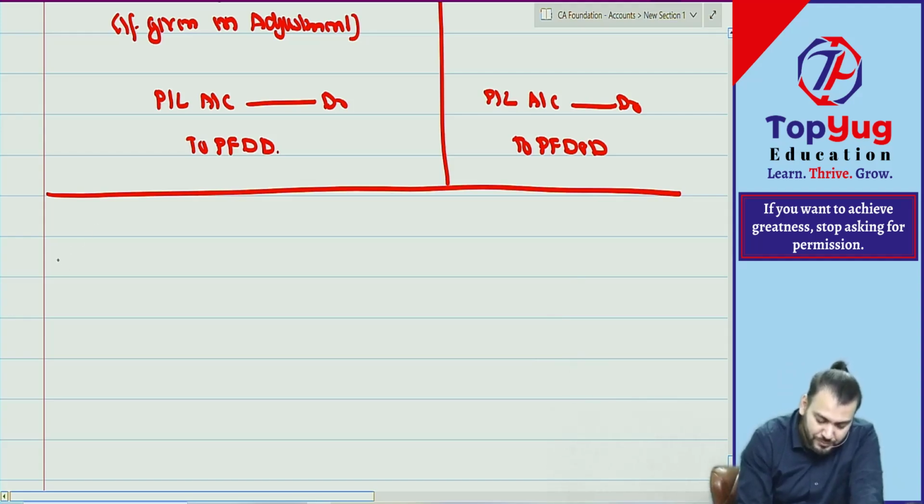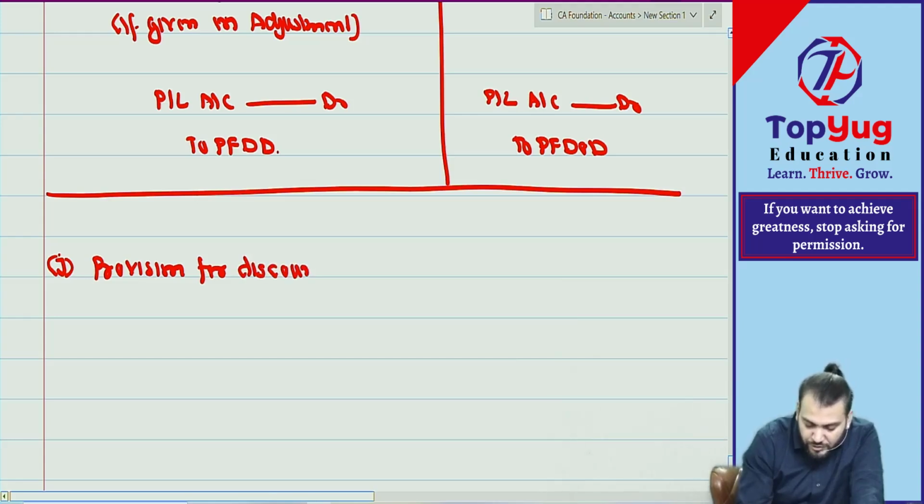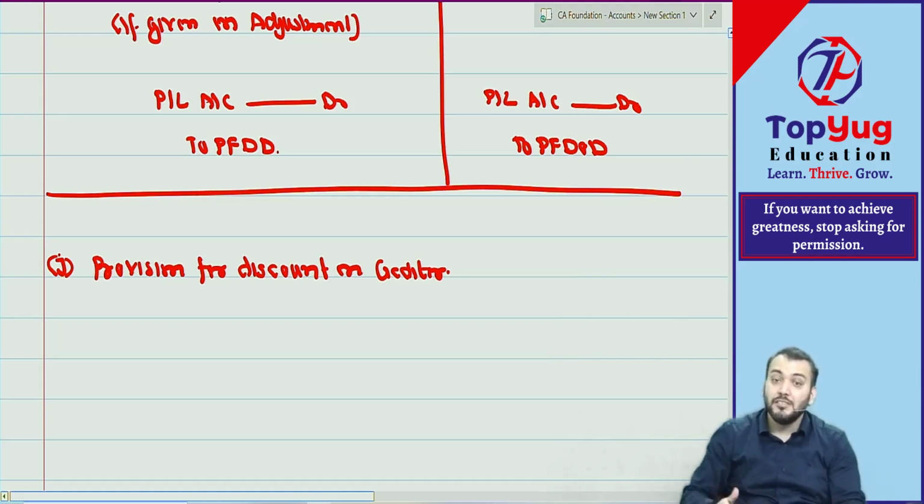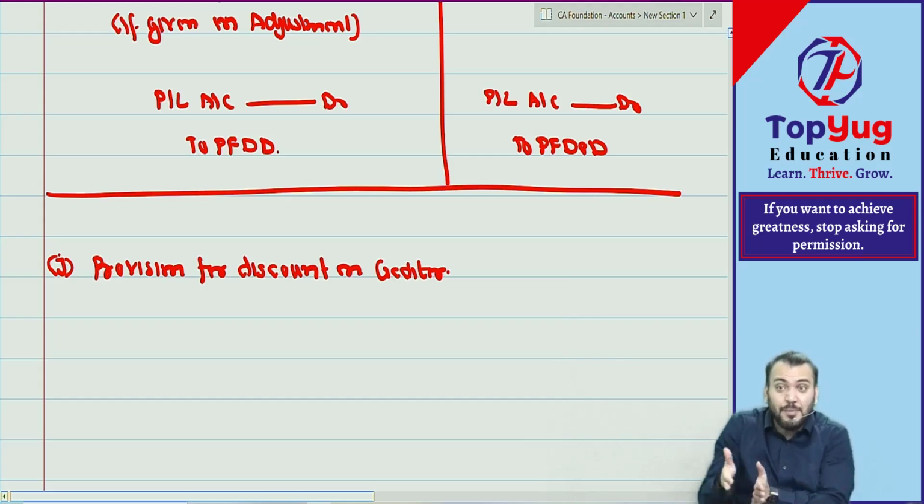Adjustment number J. Write down: provision for discount on creditor. Now to creditor, discount is allowed or discount we receive? Discount we receive means it becomes an expected income. So whether we should recognize any expected income. Are you getting what I am saying?